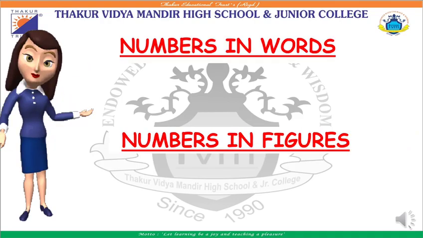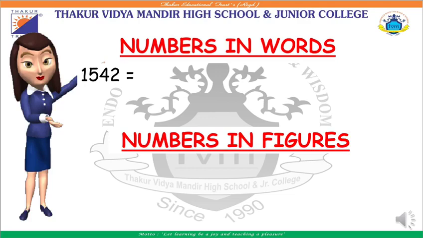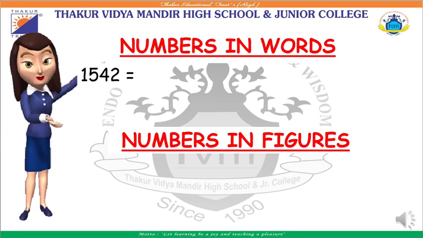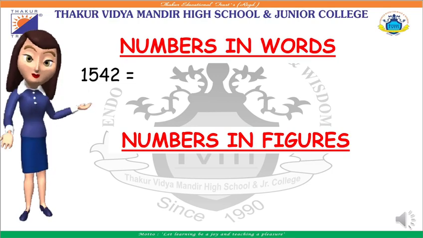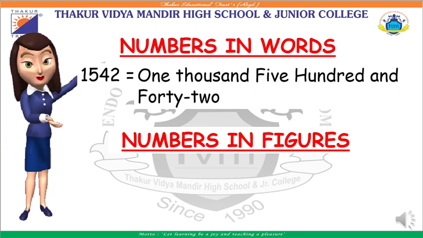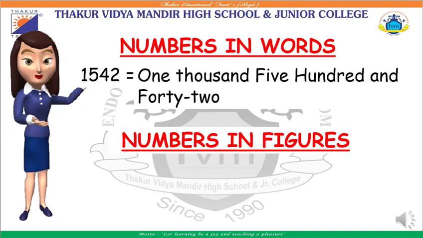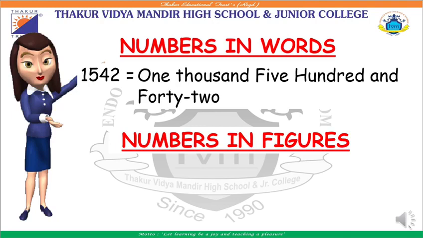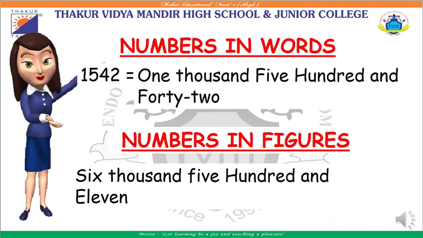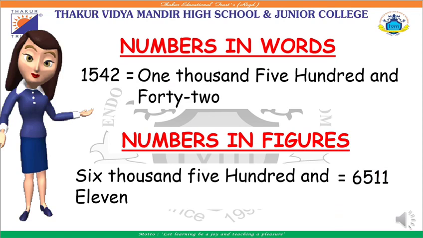The number given to you is 1542. To write in words, you will start from the leftmost position. So, starting from the leftmost position, 1542. If you are given numbers in words, how will you write it in figures? The number given in words is 6511. So the figure will be 6511.